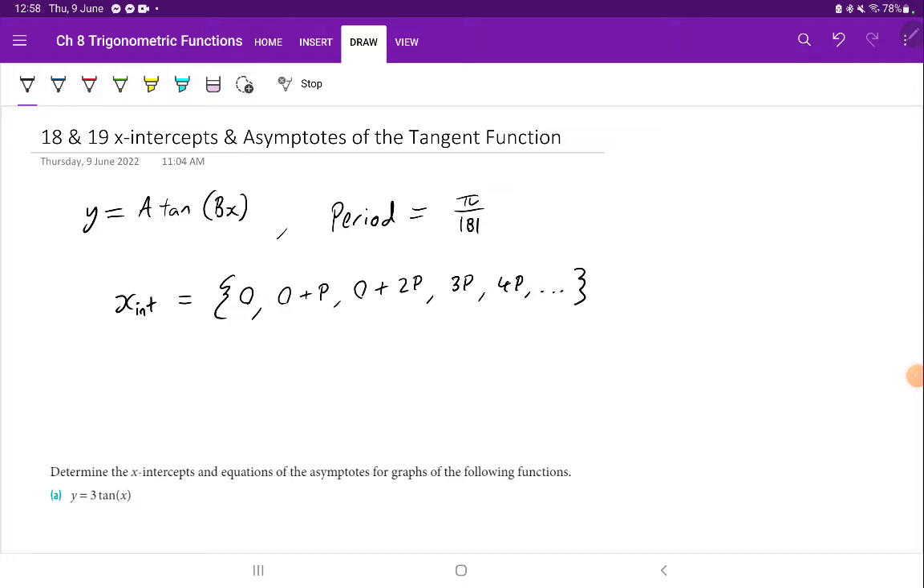But for the asymptotes, they're going to be at x is equal to, well, they start off at half of p, p on 2, and then they repeat after every p as well. So plus p, plus 2p, plus 3p, and so forth. It's going to make more sense when we do it visually.